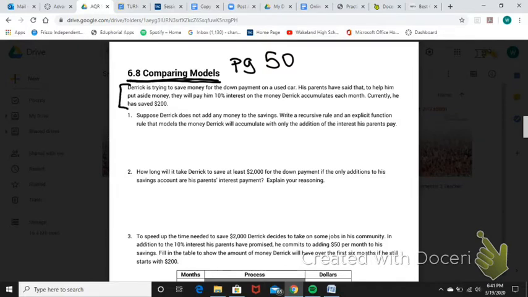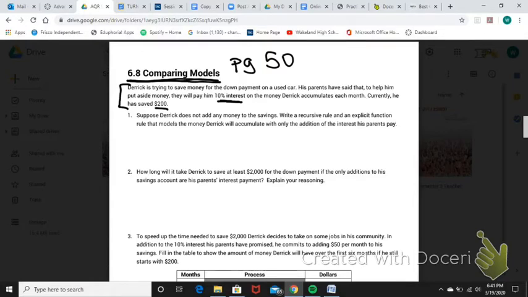We're going to look at this little paragraph right here, setting everything up. It tells us that Derek is trying to save money for a down payment on a used car. His parents have said that they will help him put money aside. They're going to pay 10% interest of the money that he accumulates each month. And right now he has saved $200. So he's got $200 in the bank.